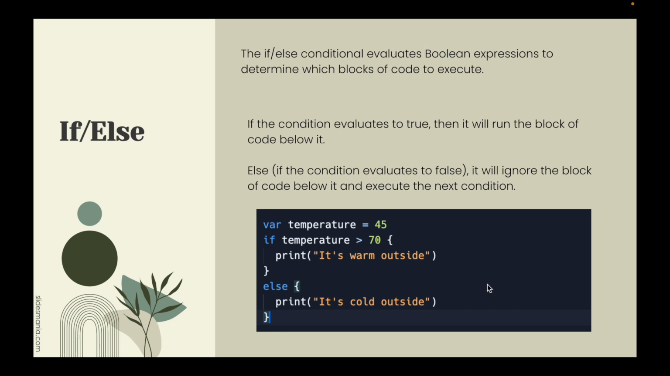And so if I run this program, then it should print out it's cold outside, because the program went through the if-else and saw that the temperature that we set with the variable, which was 45, was not greater than 70. So it ignored this print statement and moved on to print it's cold outside.